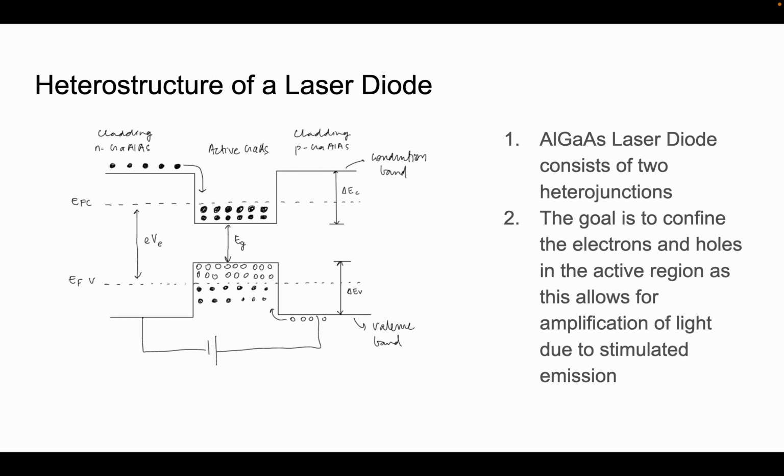So the main goal essentially here is to pump in electrons and holes in the active layer and then confine them to that region. So the potential for the electrons to travel to the active region is very low, so it just goes down there. But in order for it to cross the junction, the potential is set very high, so they're essentially stuck in this region, and that's the main goal because this allows for the amplification of light due to stimulated emission.